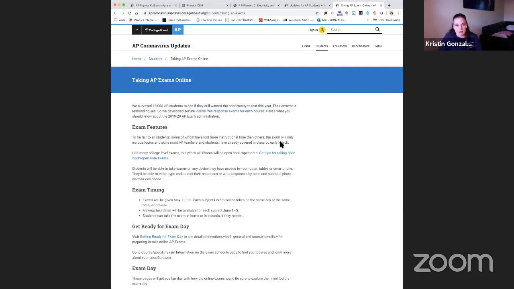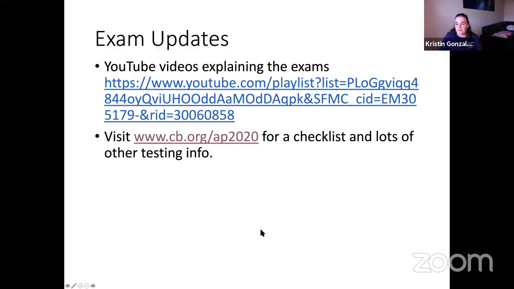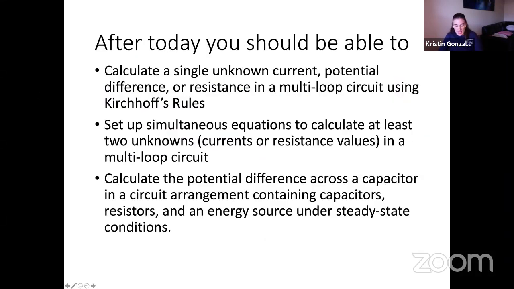And let's look back here at our PowerPoint. Okay, so today we're going to be looking back again using Kirchhoff's loop and junction rule to solve for multi-loop circuits, finding current, resistance, potential difference in a circuit. We're also going to look at some capacitors in our circuits. Again, only today will be steady state.